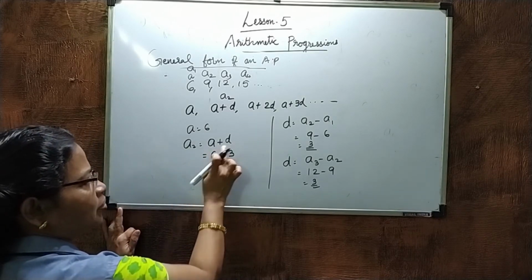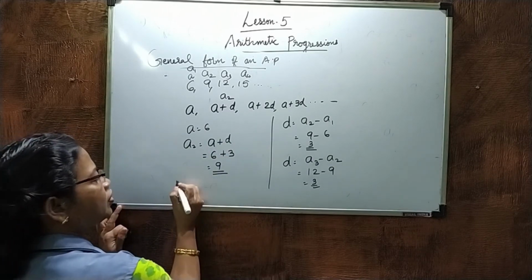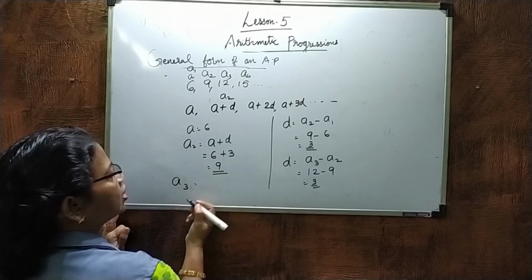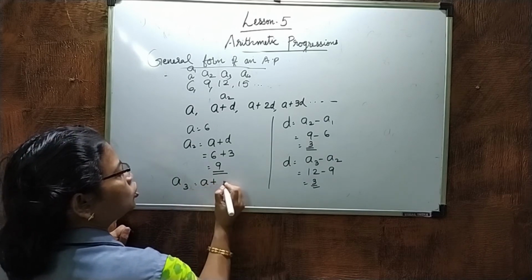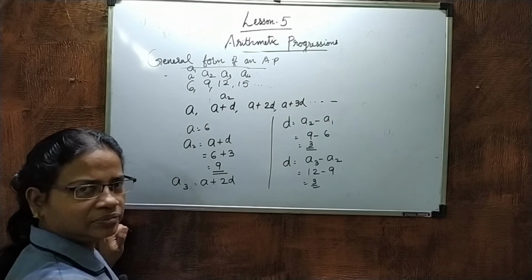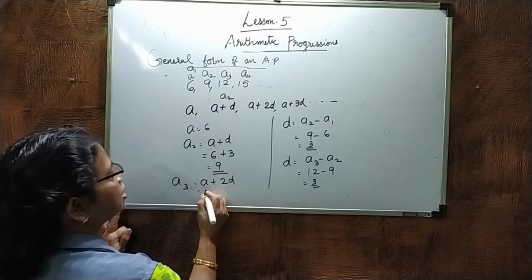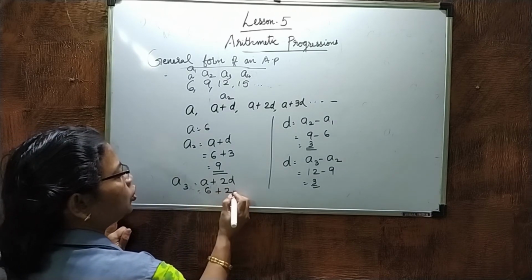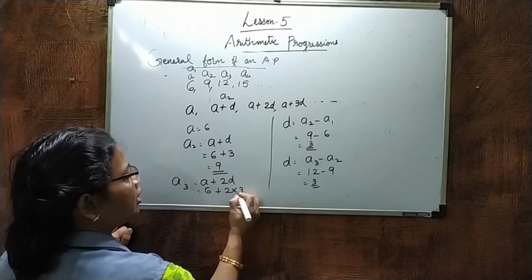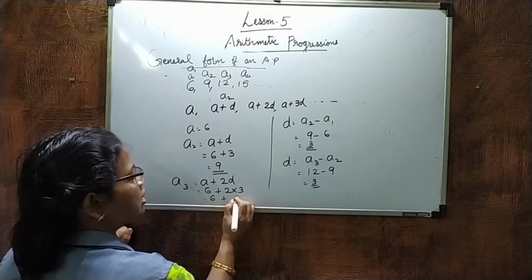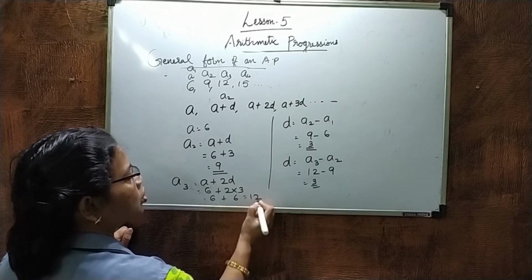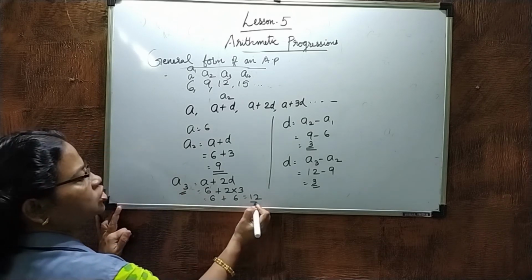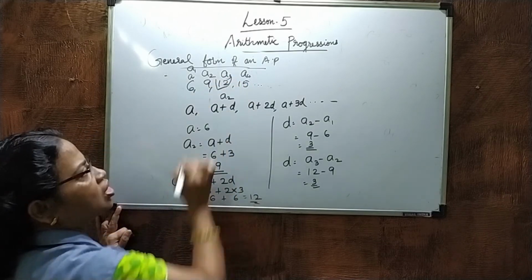Second term is A plus D. Third term, how will you find out? A3 is equal to A plus 2D. Here A means it is 6 plus 2 into D is 3. It will get 6 plus 6. You will get the answer 12. So A3 is 12.